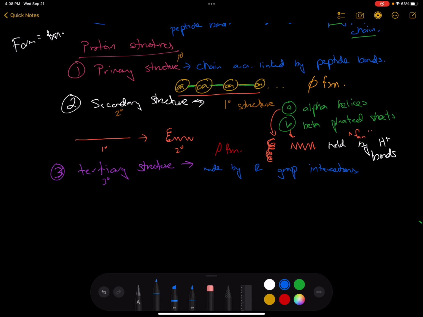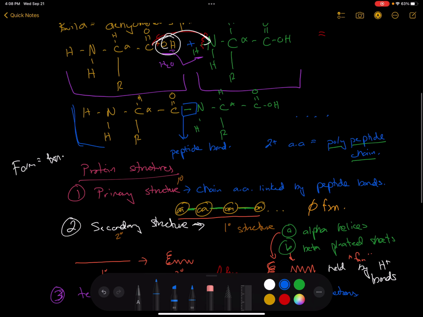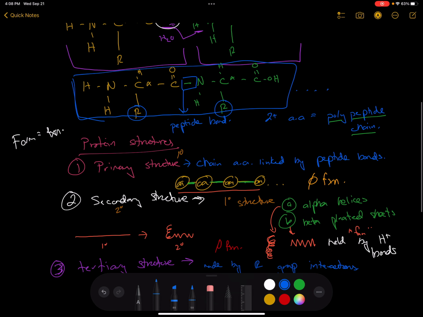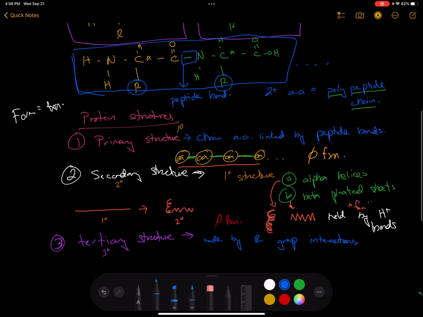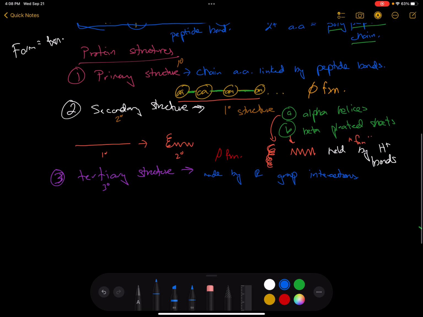interactions. Because if I look up here at this polypeptide chain, you can see how these R groups are hanging off. There's an R group and there's an R group. When I start getting a bunch of them together and I either start to coil or pleat it up, that's going to force them to get close to each other.